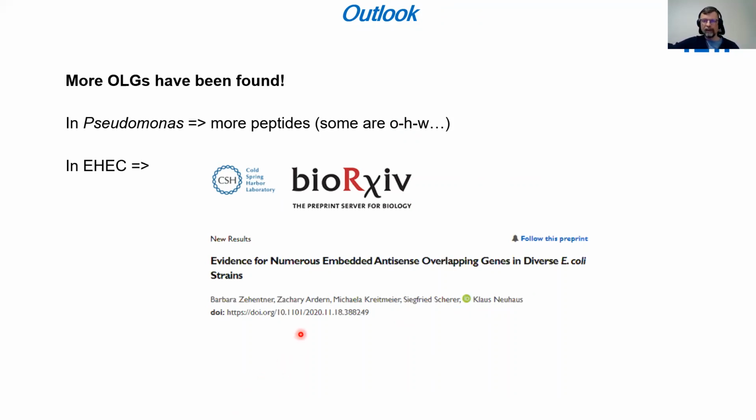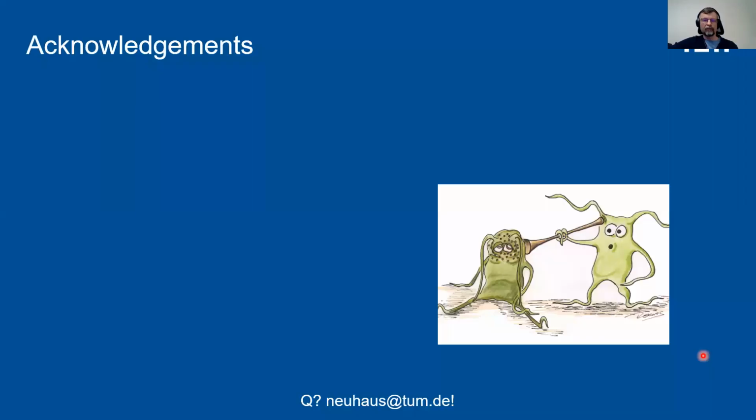Overlapping genes, so many, do they exist? Do they have a function? Is this really true? And so on and so on. So this is not so easy.